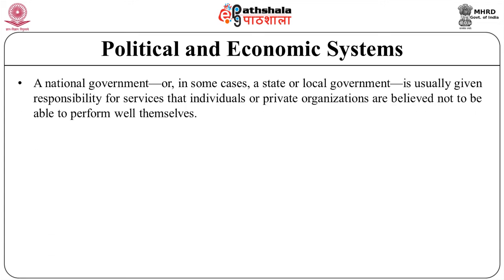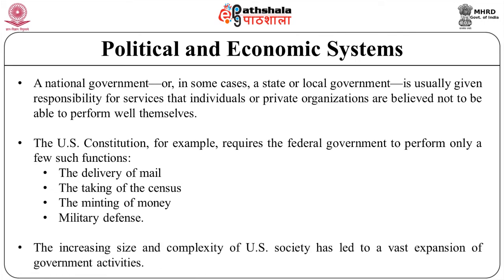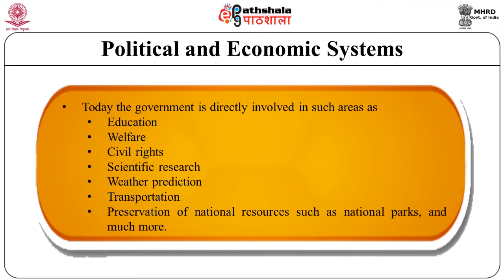A national government, or in some cases a state or local government, is usually given responsibility for services that individuals or private organizations are believed not to be able to perform well themselves. The US Constitution, for example, requires the federal government to perform only a few such functions: the delivery of the mail, the taking of the census, the minting of money, and military defense. However, the increasing size and complexity of US society has led to a vast expansion of government activities. Today, the government is directly involved in such areas as education, welfare, civil rights, scientific research, weather prediction, transportation, preservation of natural resources such as national parks, and much more.